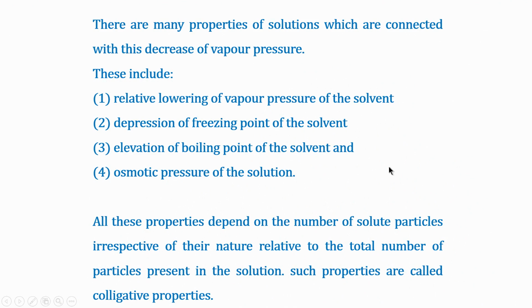All these properties depend upon the number of solute particles, irrespective of their nature, relative to the total number of particles present in the solution. Such properties are called colligative properties. We are talking about vapor pressure of the solvent, relative lowering of the vapor pressure, depression of freezing point, and elevation of boiling point. All these are called colligative properties because they depend upon the total number of solute particles irrespective of their nature.